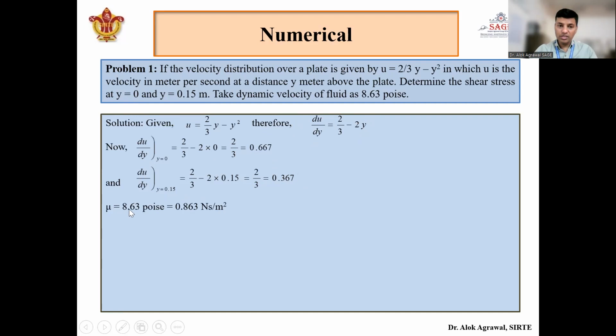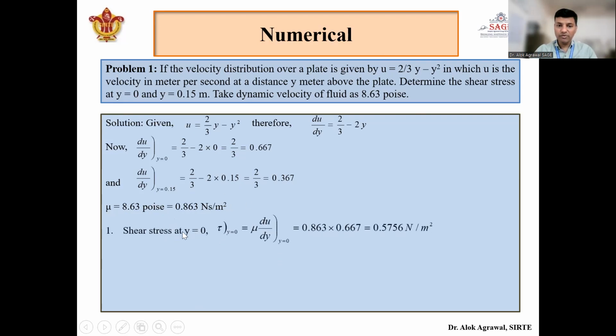Now mu is given as 8.63 poise, so we have to divide it by 10 to convert it into the SI unit, that is 0.863 न्यूटन सेकेंड पर मीटर स्क्वायर. तो इसको हमने SI यूनिट में कन्वर्ट कर दिया, क्योंकि हमारा यहाँ पे मीटर पर सेकेंड में वेलोसिटी, डिस्टेंस मीटर में, so we have to convert this viscosity also in SI unit.